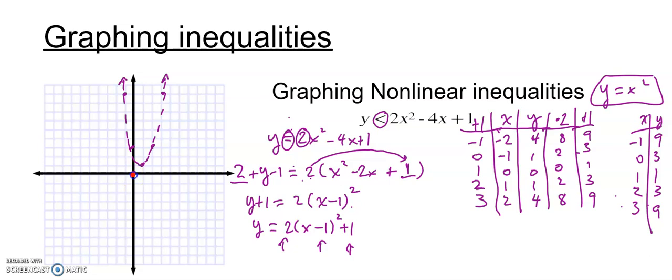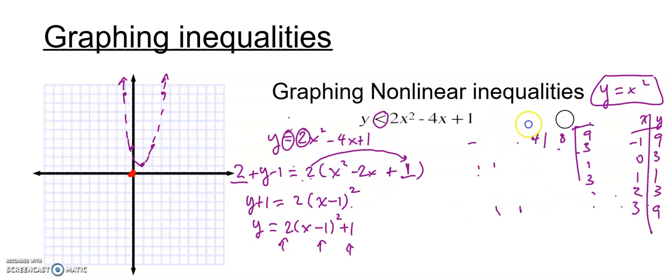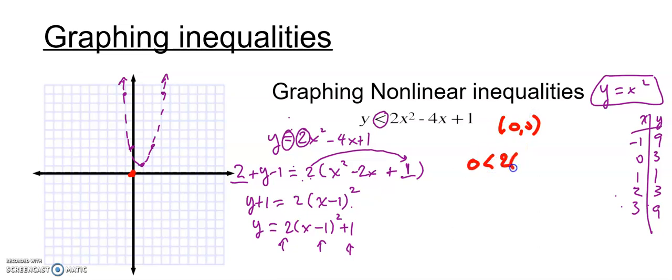So I'm going to pick 0, 0 again, because as long as it's not on the graph itself, I can use it. Plugging that in to the inequality, let's see if I get a true statement or not. I'm plugging in 0, 0. 0 is less than 2 times 0 squared minus 4 times 0 plus 1. So I get 0 is less than 1. Well, is 0 less than 1? Well, that's true, by golly.